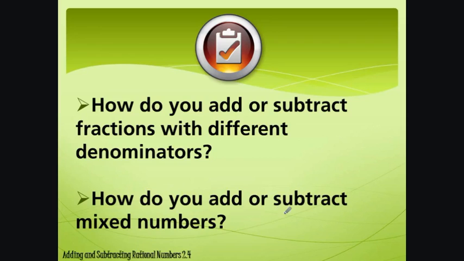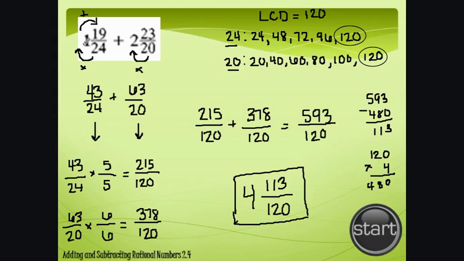And then we have the question, how do you add or subtract mixed numbers? Well, let's go back to this example. We changed our mixed numbers into improper fractions. And then we solved for the least common denominator, added up our numerators, and then changed our improper fraction back into a mixed number.